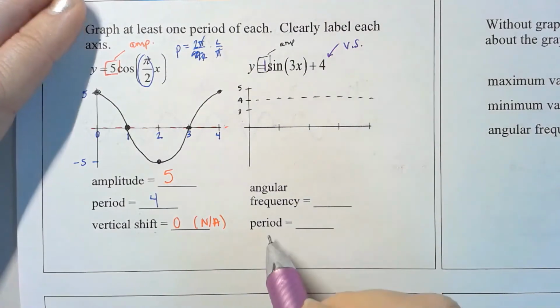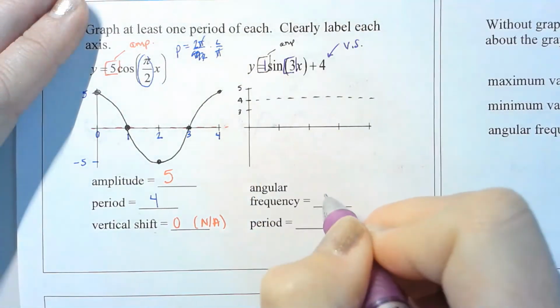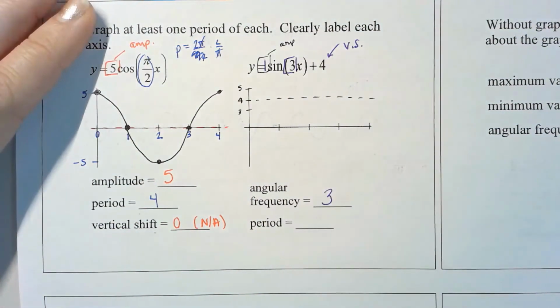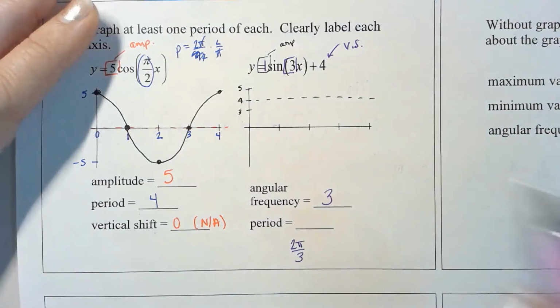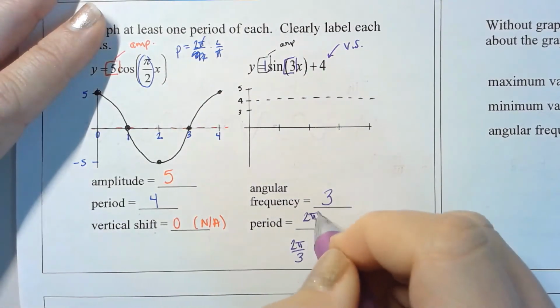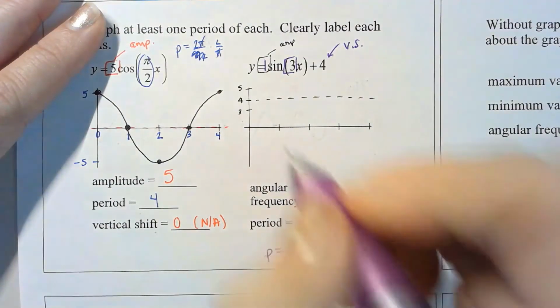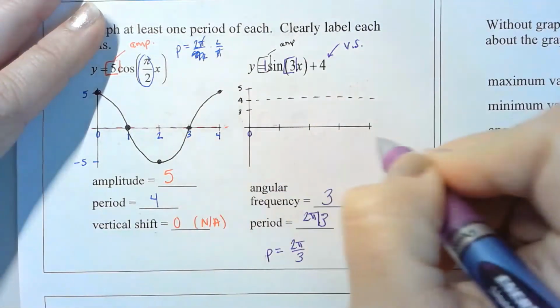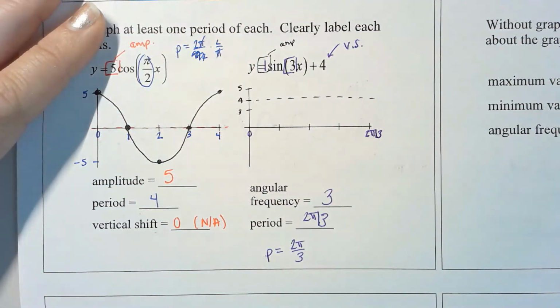Now, they're asking 2 questions. What is the angular frequency? Well, remember, angular frequency is just the number. That's that b. It's just 3. The period is 2 pi divided by that number. So 2 pi divided by 3, there's nothing to simplify there. Which means when I start at 0, the length of the graph is 2 pi over 3. That means I'm going to end at 2 pi over 3.